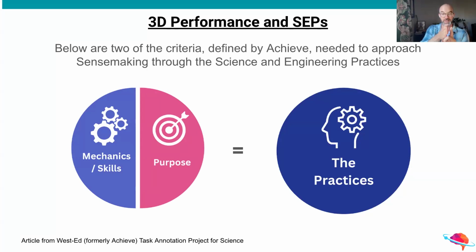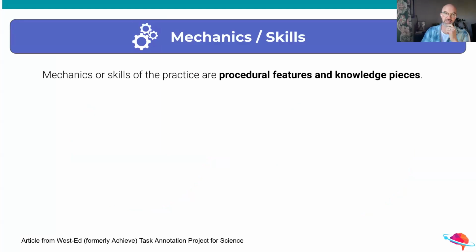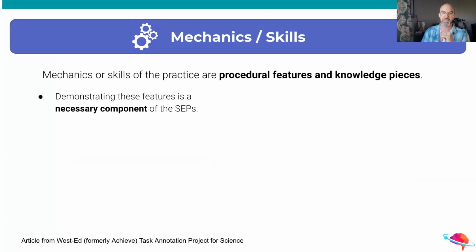And then we can say, do students have a driving purpose that allows them to engage fully in making sense with that model? And if those two are true, these are two of the different criteria that Achieve uses to define the practices. So if students are using the mechanics and skills of modeling and they have a driving purpose towards sense making, then they can engage with practices. Those mechanics and skills, they're procedural features and knowledge pieces. What this can be is a necessary component.